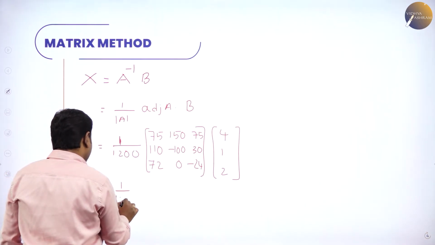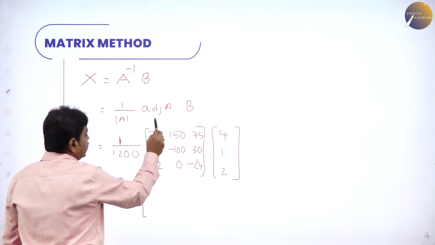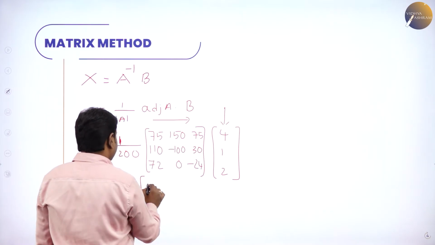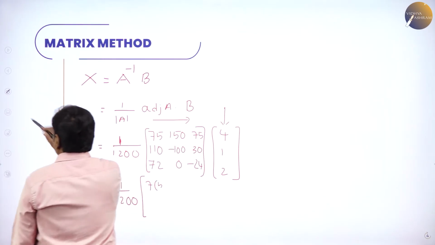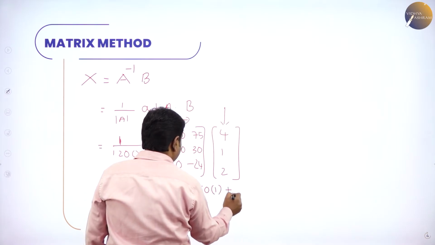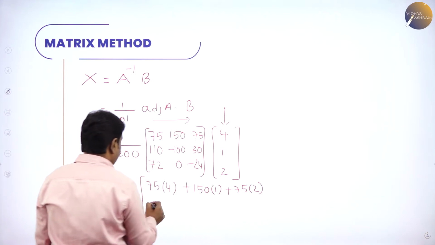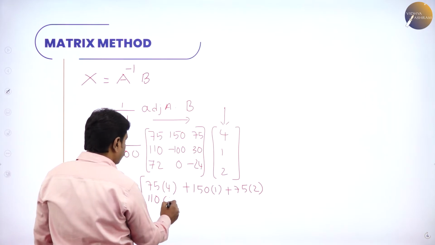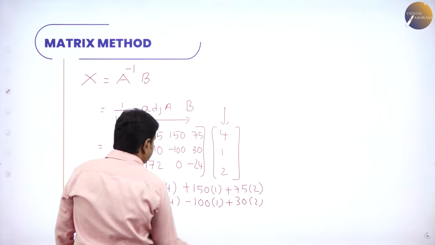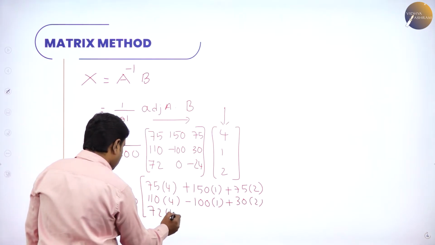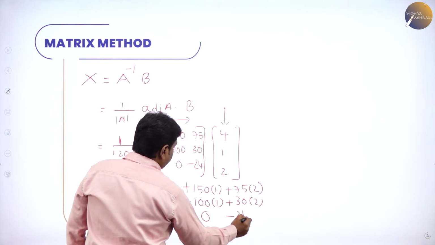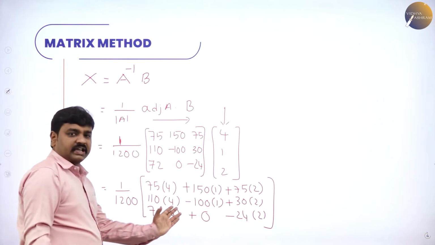1 by 1200, you don't disturb this value, let it be. Now multiply the matrix, first row with first column, that is 75 into 4 plus 150 into 1 plus 75 into 2. Similarly, 110 into 4 minus 100 into 1 plus 30 into 2. Then further 72 into 4 plus 0 into anything is 0, leave it, minus 24 into 2. So now simplify this, you will get x.